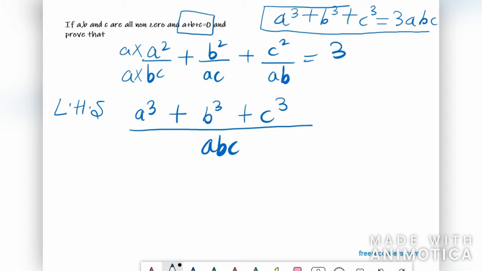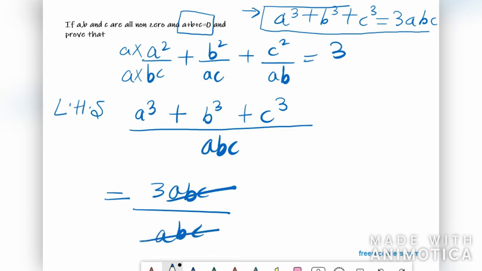So C cube. Now A cube plus B cube plus C cube is written as 3ABC from this equation. And over the value ABC, we can cut down ABC with ABC. So your final answer is 3. So now you can say that left hand side is equal to right hand side.